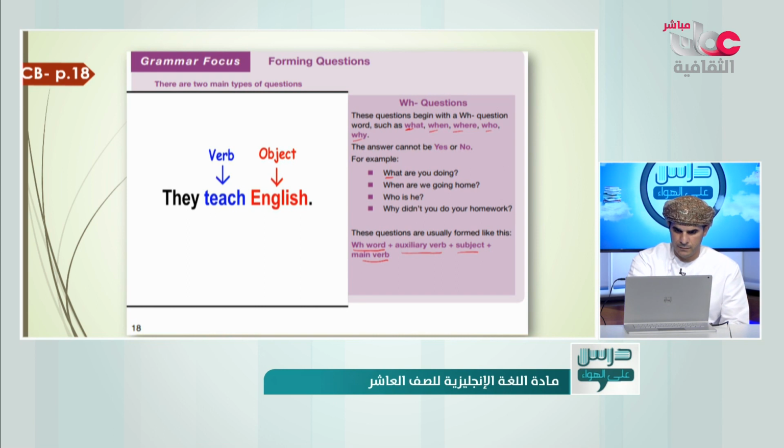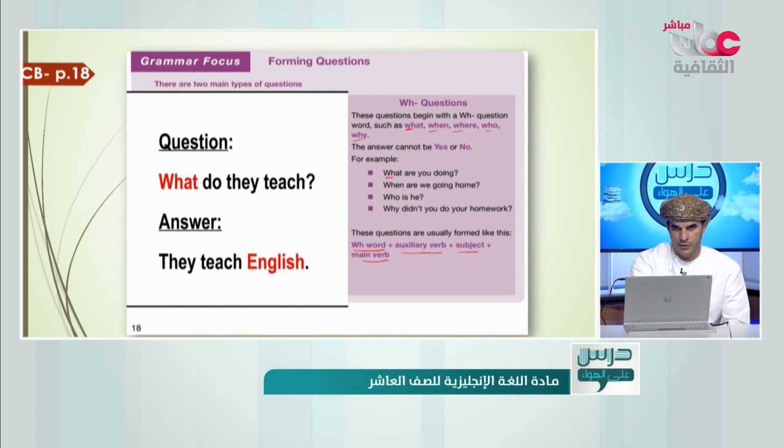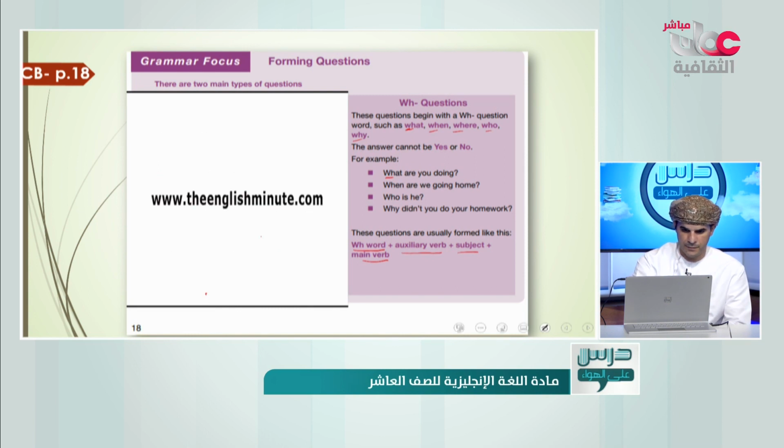With the present tense verb teach, I use the word do to form a question. The question word goes at the beginning of the sentence. What? What do they teach? They teach They English. teach English. Okay.